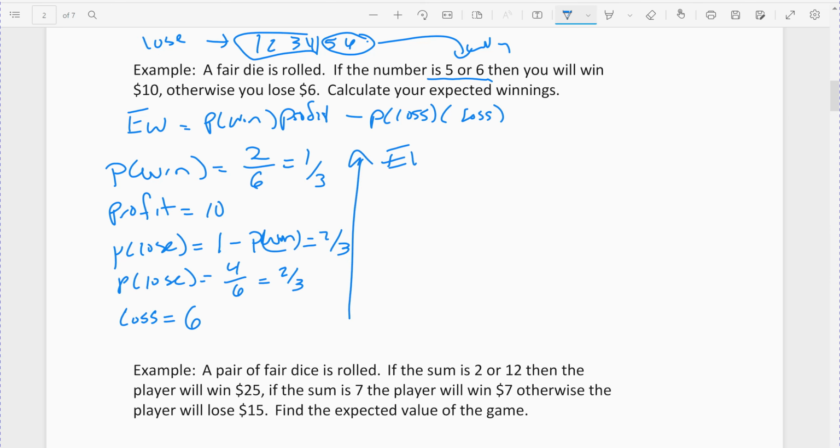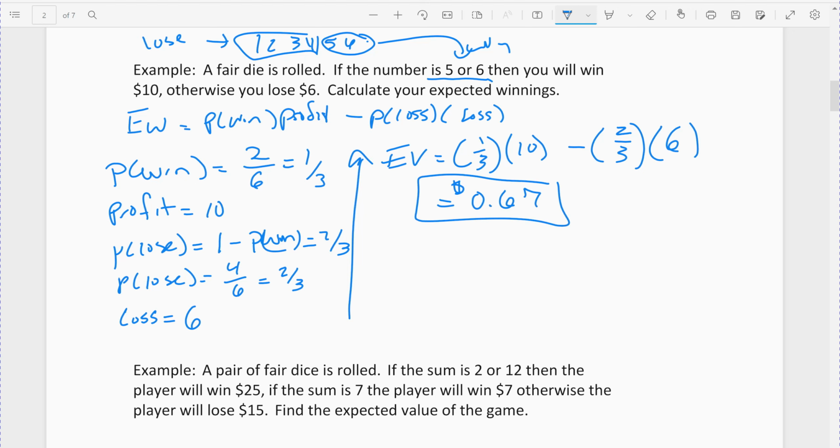All right, so the expected value: the probability of winning is 1/3 times the amount we win, which is $10, minus the probability of losing, which is 2/3, times the amount we're going to lose, right? So this is what we could win based on probability. This is what we would lose based on probability. Those are based on, again, the chances. And so it comes out to 0.6. So I'm just going to round to the penny since we're talking dollar amounts.